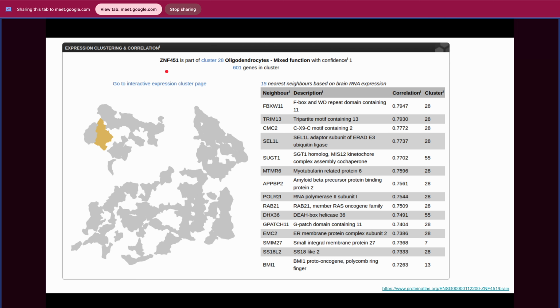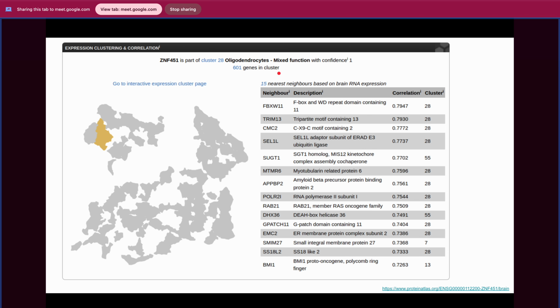And similarly, if you further scroll down, then it will also tell you if it is part of a cluster. So there are some genes which are expressed in the form of a cluster, expressed together with all other genes, and all these genes form a cluster. So in this case, if my gene is a part of any cluster, this information will also be available, which is expression clustering and correlation. So in this case, it is expressed in the oligodendrocytes, and it has a mixed function with some confidence, and you can click on the i to further read about what this confidence means.